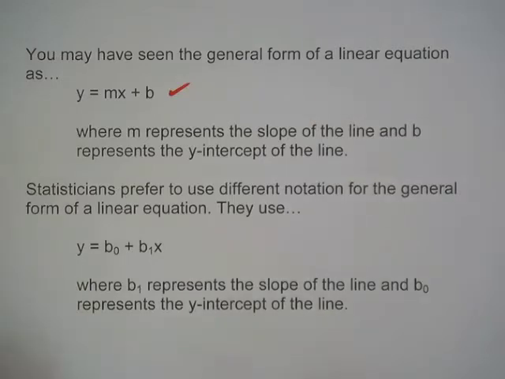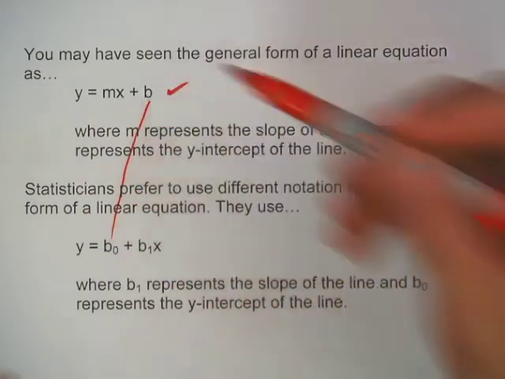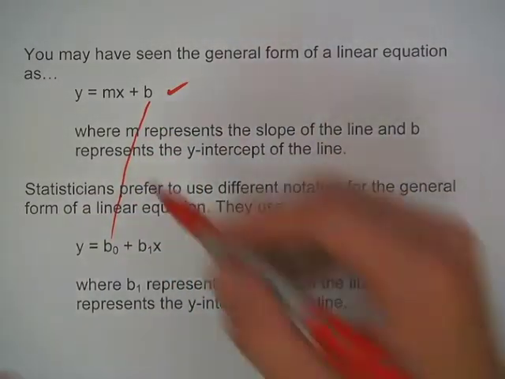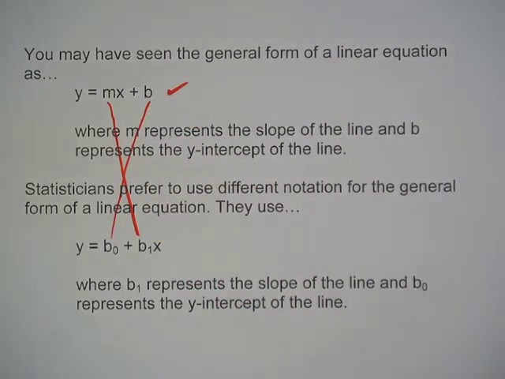If we're making some comparisons here, b0 is the same as b, and m is the same as b1. So they really tell you the same thing. They're just in a different order and using different letters.